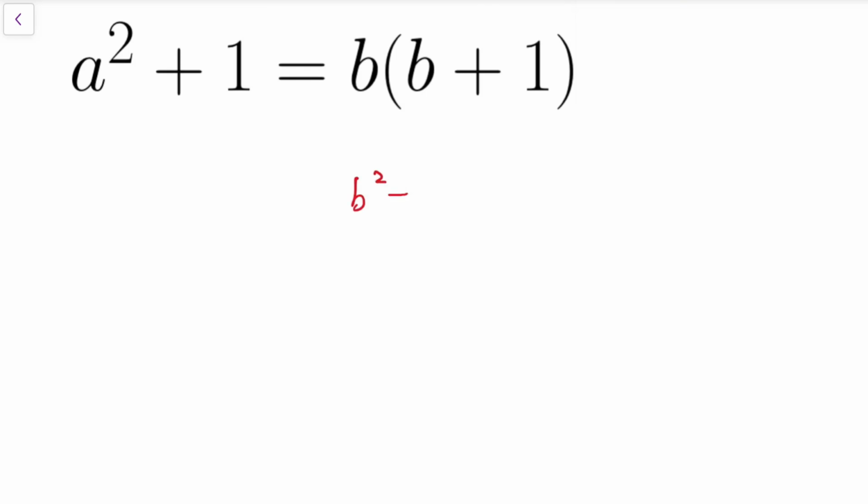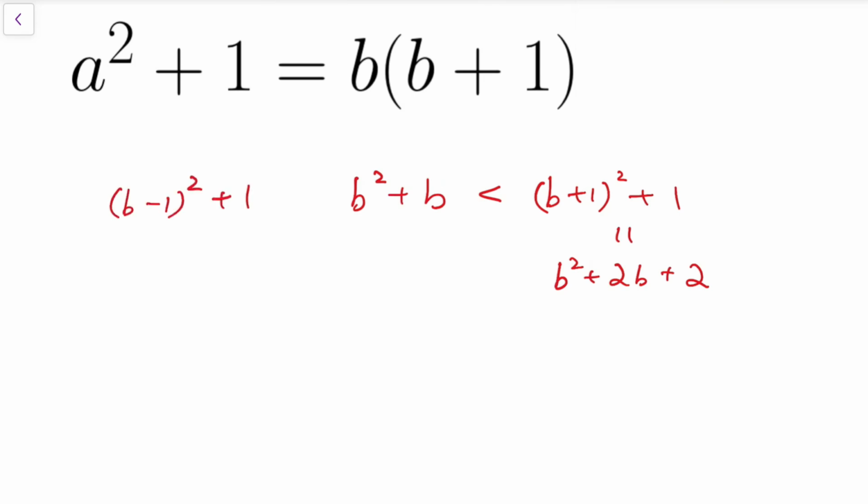Here is another approach. Notice that for the right side, b squared plus b, in general, is always smaller than b plus 1 all squared plus 1. Because if we expand it, we will have b squared plus 2b plus 1 plus 1, and that's plus 2. On the other hand, comparing with b minus 1 all squared plus 1, which equals b squared minus 2b plus 2, for positive integers b, this is always less than b squared plus b.